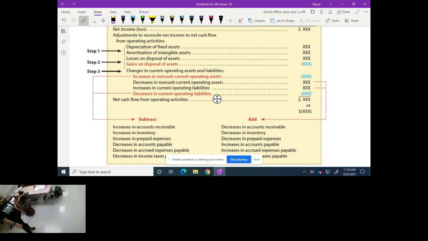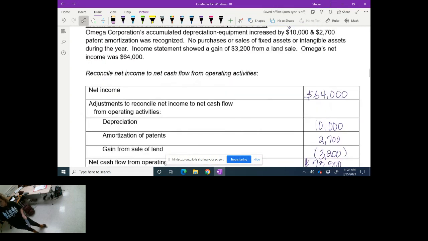I mean, this thing is super helpful. If it had decreased, we would be adding it back, because accounts receivable is going to decrease when you collect money. So think about it like that. All right.